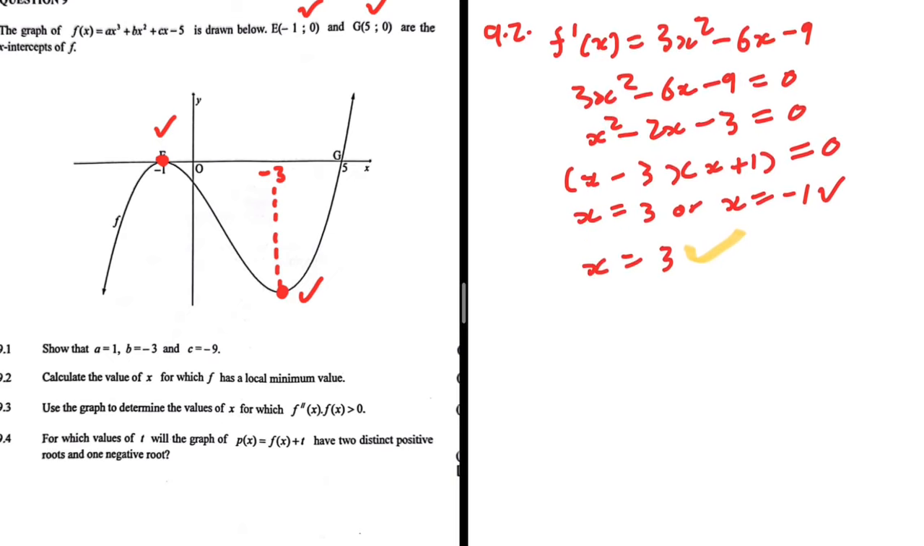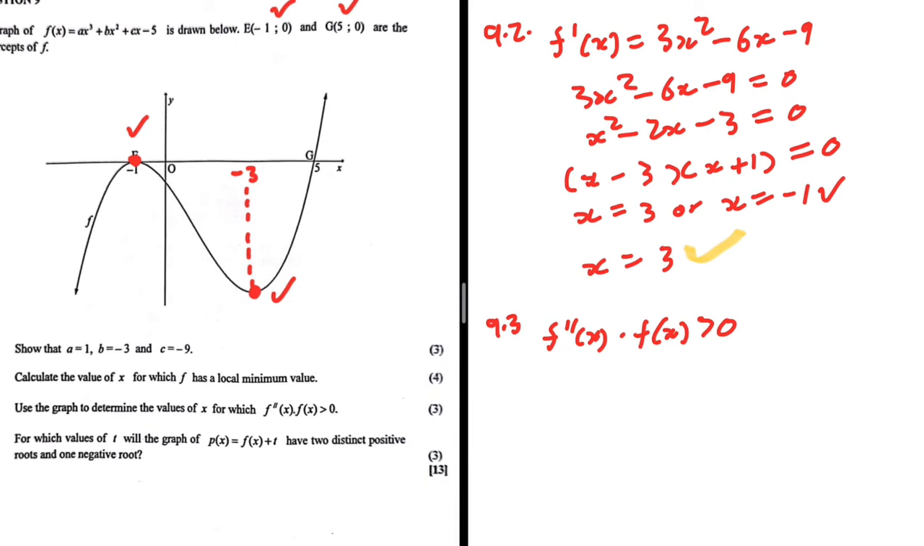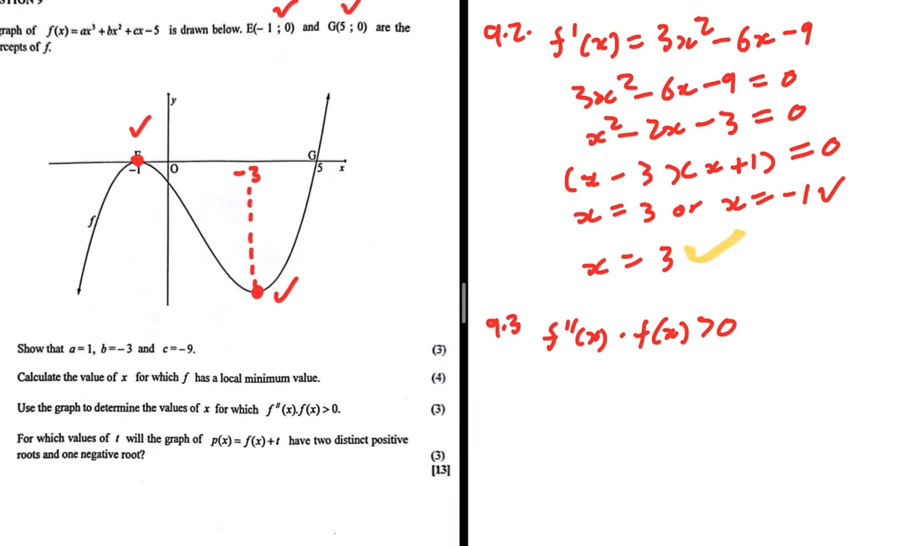Okay, 9.3: use the graph to determine the values of x for which the second derivative of x multiplied by f of x will be greater than 0. We're supposed to use the graph and the graph only. I'm not sure about how we can do that, but take a look at this idea.